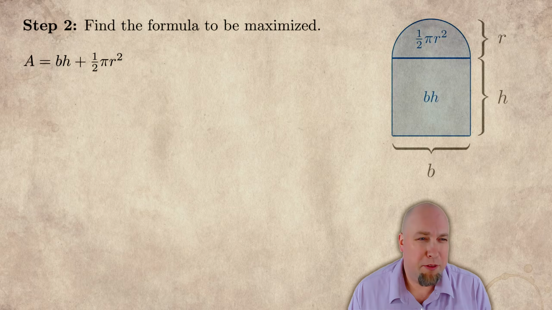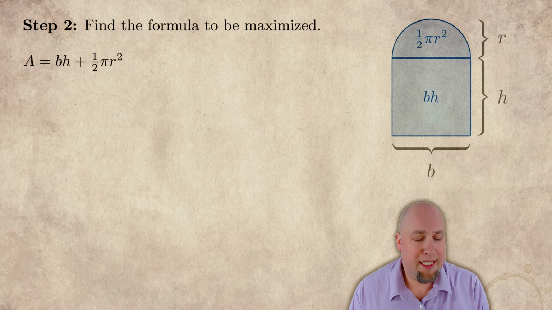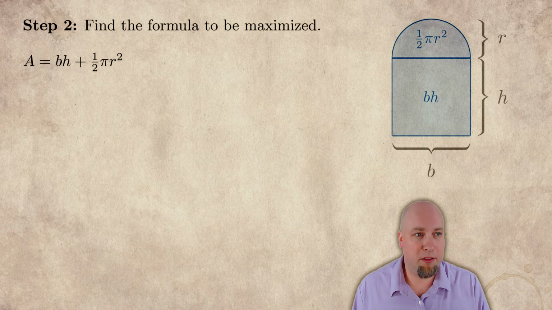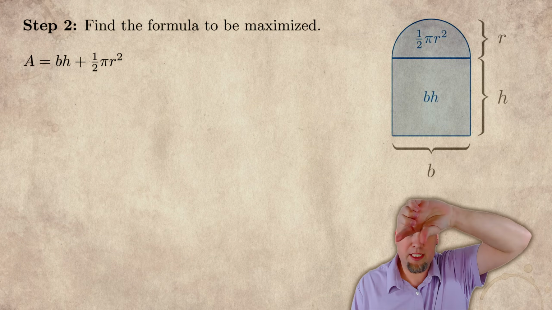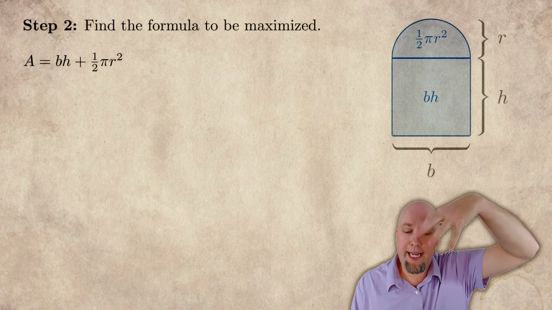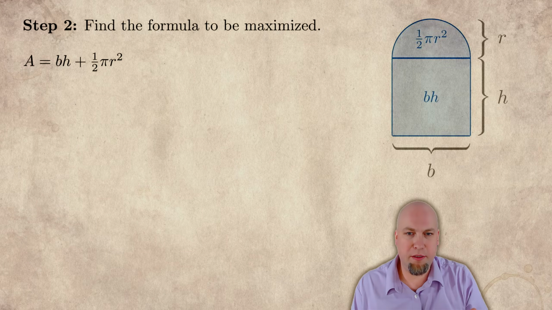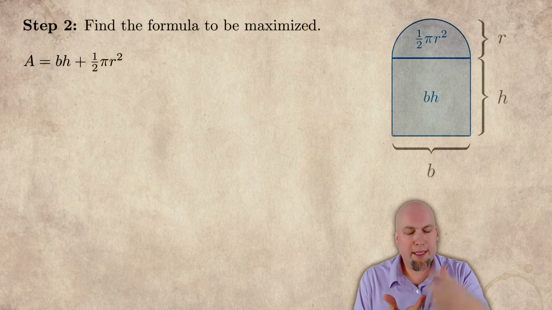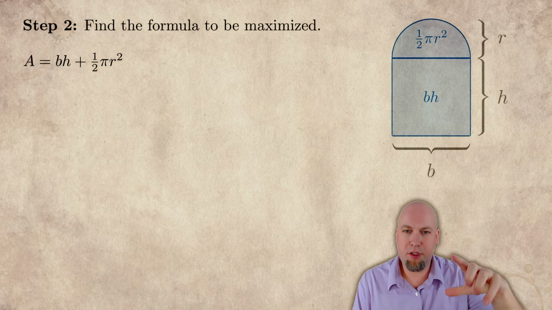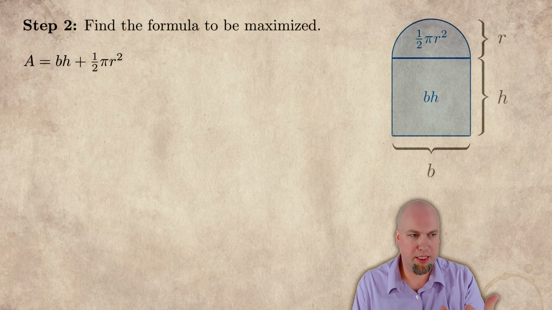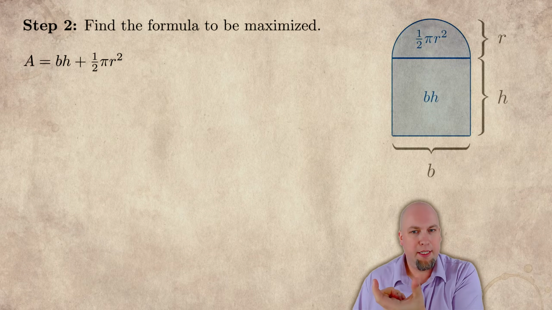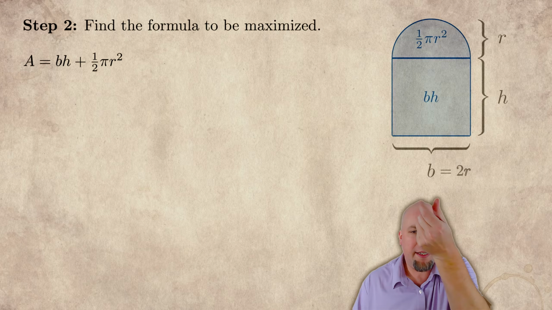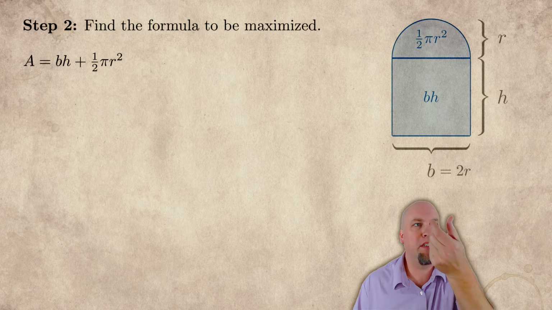But there's a little bit of a problem with just writing it like that, and that is there are just too many variables here, right? We've got base, we've got height, and we've got the radius of that semicircle on the top. So at this point, do what you can to reduce the number of variables, or write the different variables in terms of common variables whenever possible. The thing to notice here is that the base of that rectangle is always exactly double the radius of the semicircle.